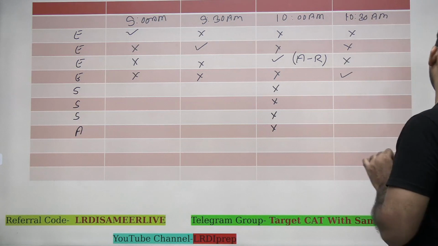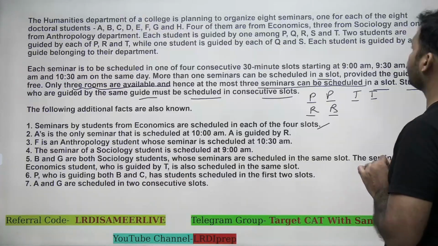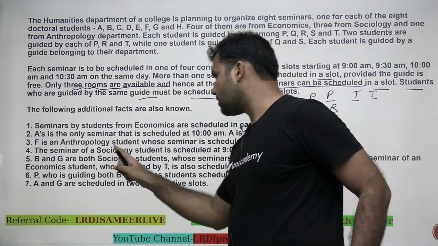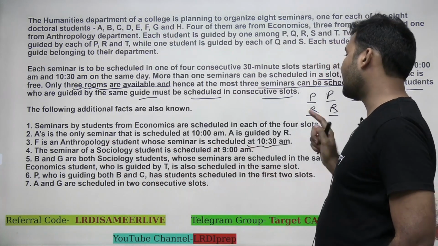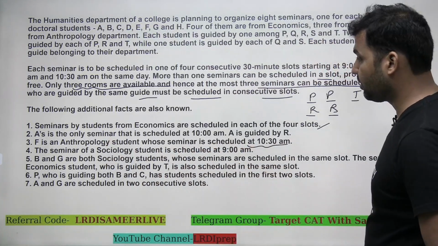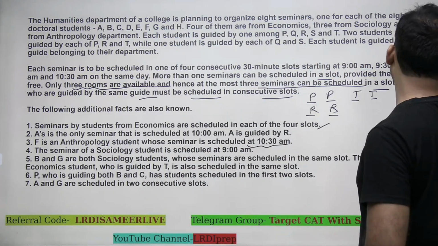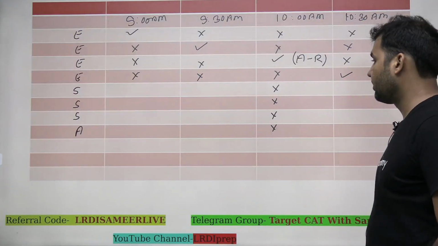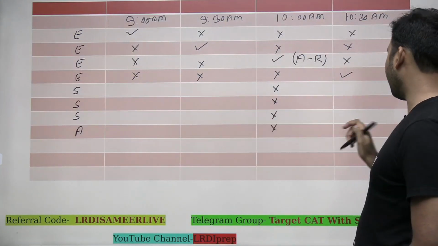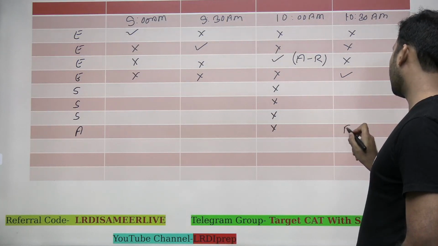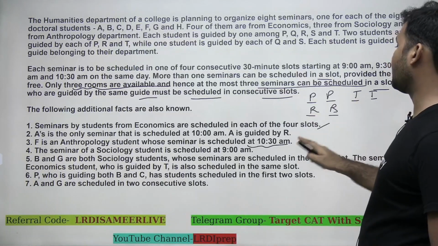Okay. Now let's use the next information. F is an anthropology student whose seminar is scheduled at 10:30 a.m. F, we have this anthropology, right? F is an anthropology student and F's seminar is scheduled at 10:30.